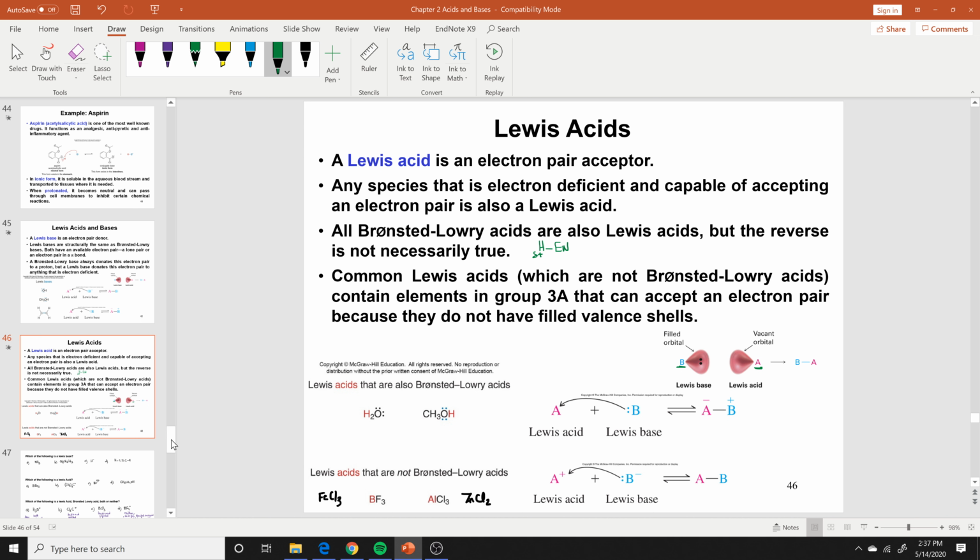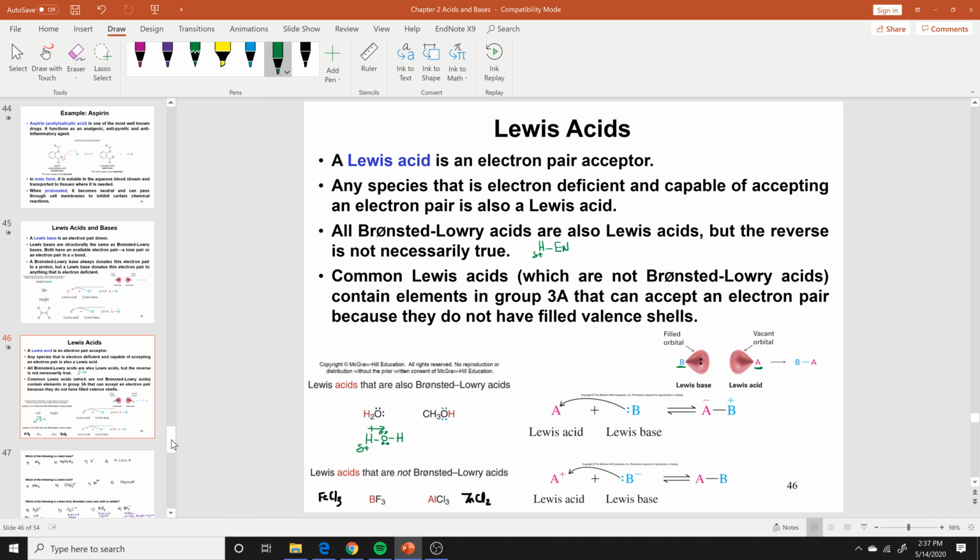Example of Lewis acids. Now, we said that all Bronsted and Lowry acids are Lewis acids, because think about it. This is my water in here, okay? This oxygen is going to take electrons away from the hydrogen, making it partial positive. So now, instead of looking at the hydrogen here, I'm looking at the hydrogen losing electrons. So now hydrogen has an empty orbital where the base can come and fill it with electrons. So water can act as a Lewis acid, and at the same time it's a Bronsted and Lowry acid.